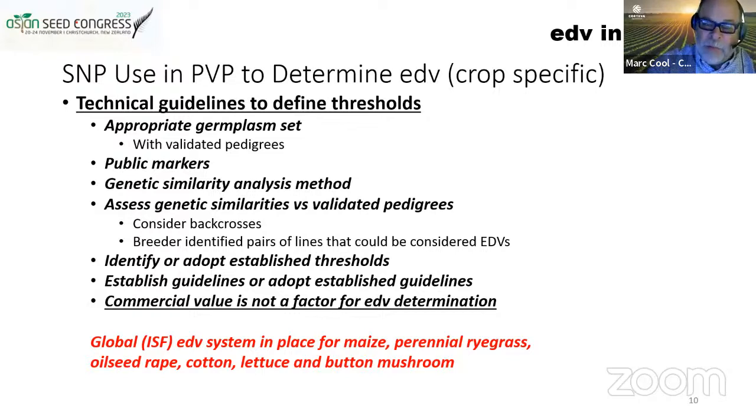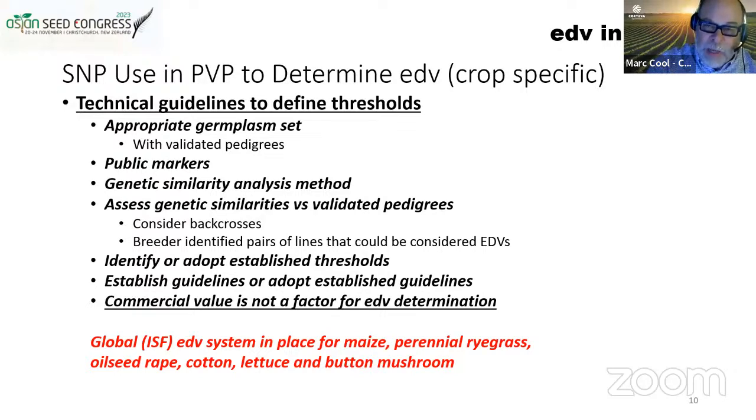You then adopt thresholds, and then you can establish guidelines for that testing methodology and for those thresholds. Again, the thresholds are based on the known dependencies that you've tested for. If you know variety X is essentially derived from variety A, and it has this much genetic difference, then you can use that threshold also in assessing differences and similarities between other germplasms.